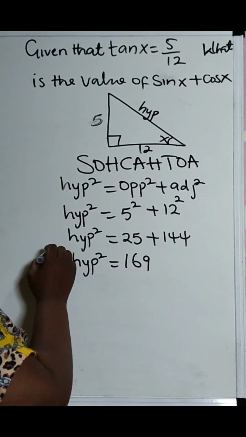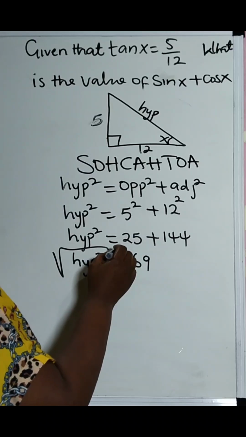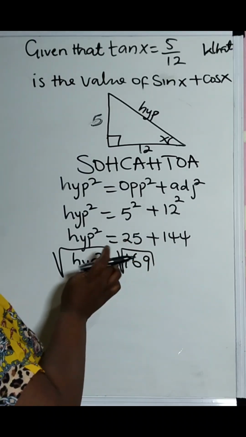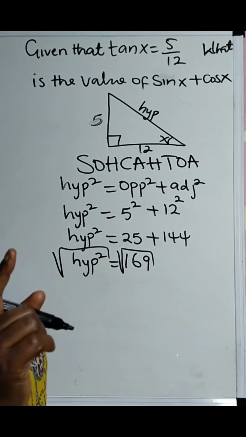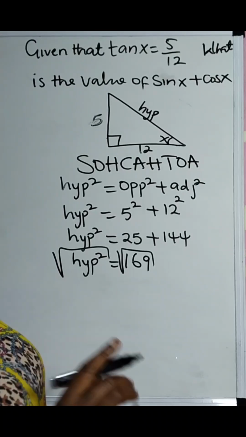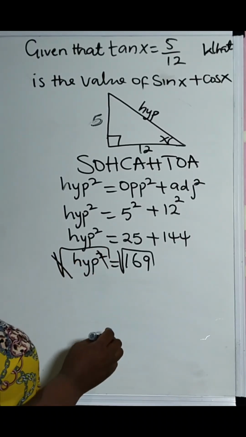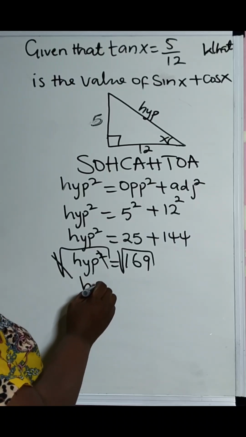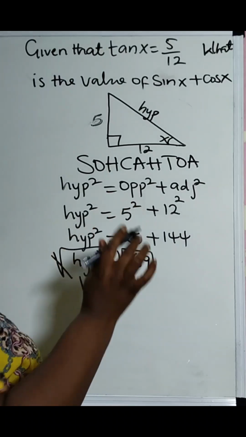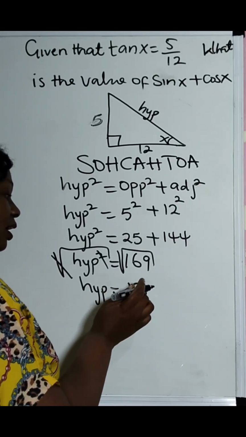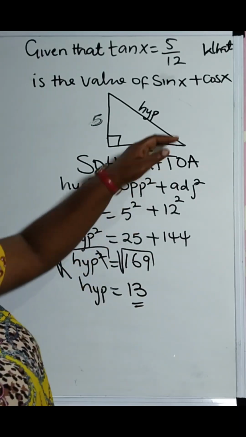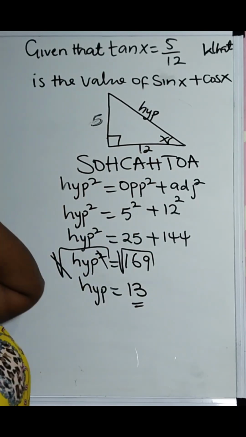At this point, we are going to take the square root of both sides. So we have square root of this equal to square root of this. This is to eliminate this square because what we are looking for is hypotenuse and not hypotenuse square. Now we cancel this. We are left with hypotenuse equal to square root of 169, which will give us what? 13. Now this is our hypotenuse. The sides of this right angle triangle are complete.